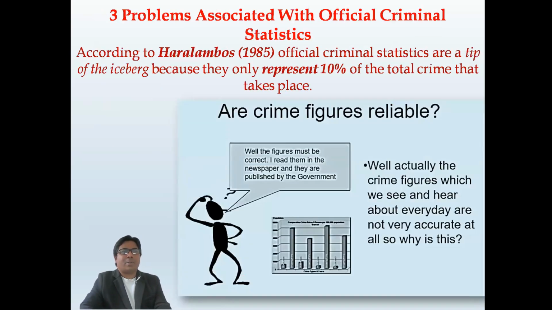So what are the problems associated with the criminal statistics system? We know that it is important, we know it's a tool, we know its significance, but where is the problem? According to Haralambos, official criminal statistics are the tip of the iceberg. They only represent 10% of the total crime that takes place. So the official statistics we see are not the true picture of the crime rate or the increase or decrease in the crime rate, because they only represent 10%. So it serves like the tip of the iceberg.